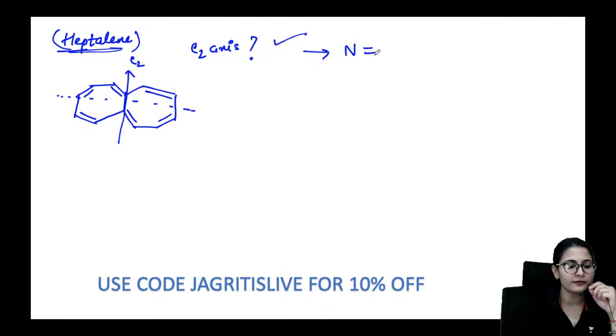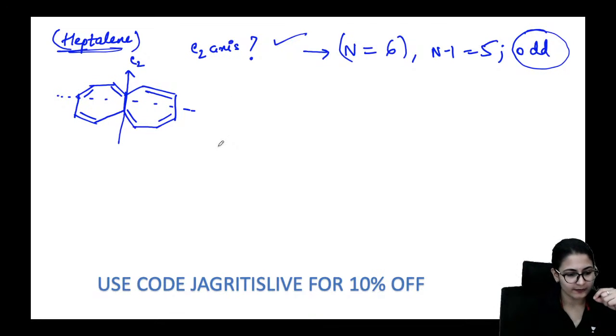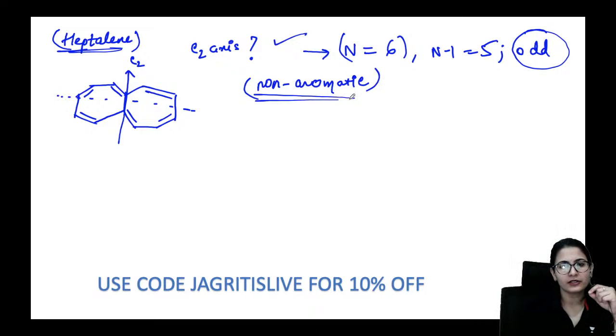Find out the total number of carbon-carbon double bonds. कितने हैं? 1, 2, 3, 4, 5, 6. 6 is the total number of double bonds. Now N minus 1 value comes out to be 5. ये क्या हो गया, odd हो गया. Odd है, मतलब what is this molecule, aromatic or non-aromatic? Yes, it is non-aromatic, absolutely. It is non-aromatic, the molecule. Okay, so heptalene is non-aromatic.